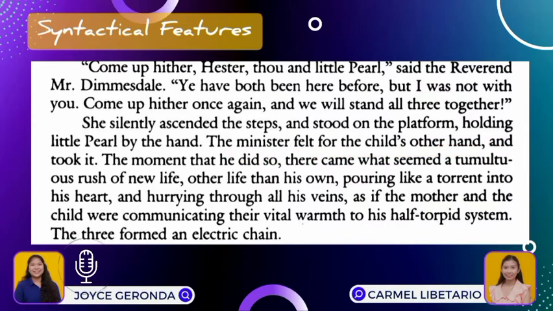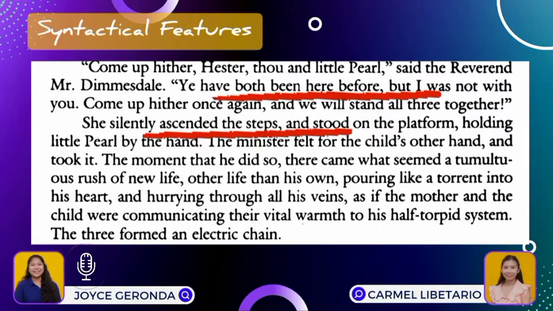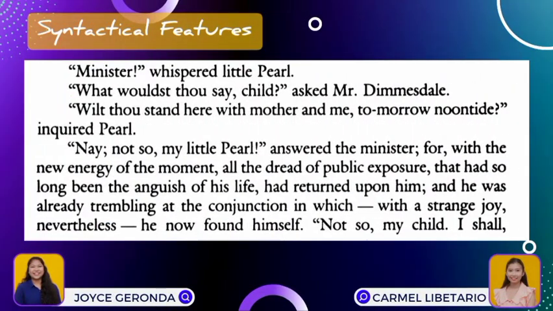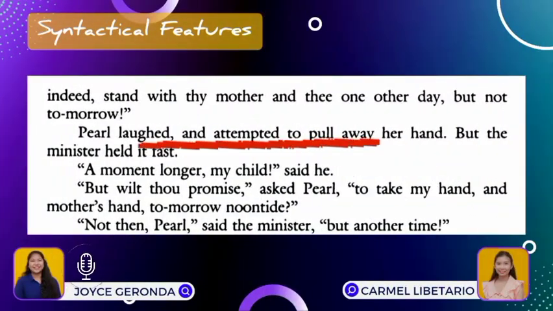In sentences 2 and 4, conjunctive cohesion is applied. She silently ascended the steps and stood on the platform holding little Pearl by the hand. Next, "Ye have both been here before, but I was not with you." Next to the sentence, the tree form an electric chain. The tree replaces Mr. Dimmesdale, Pearl, and Hester. Lastly, in the sentence, Pearl laughed and attempted to pull away her hand. The subject Pearl is ellipted in the second clause.